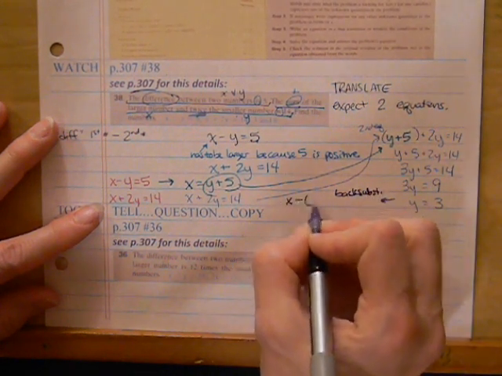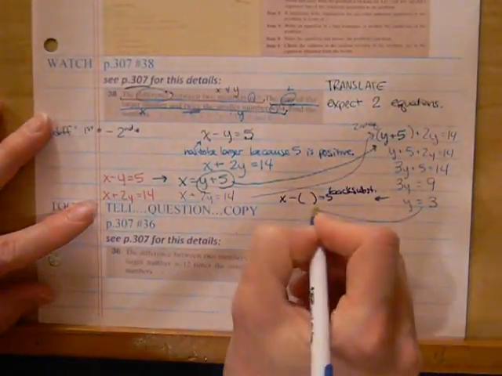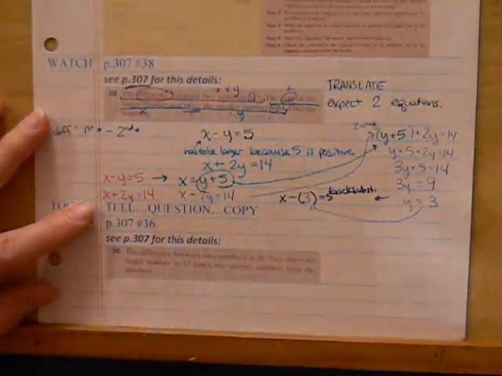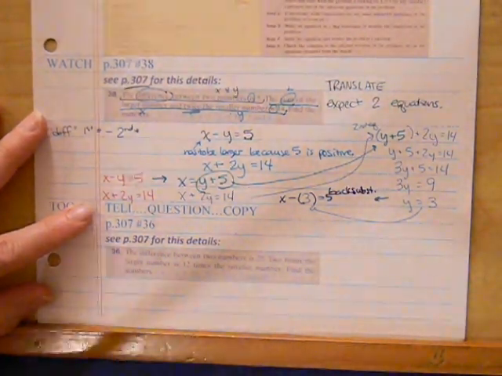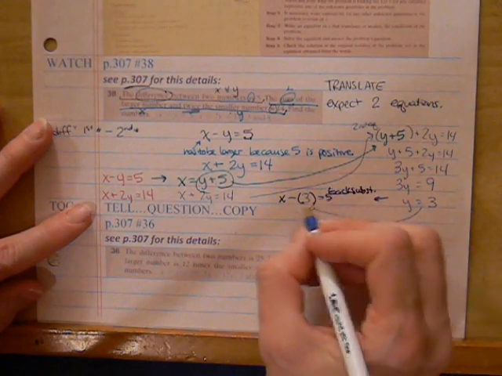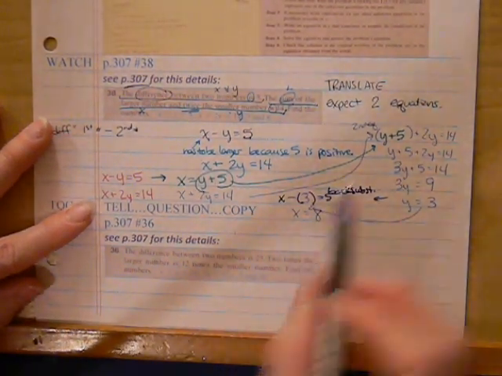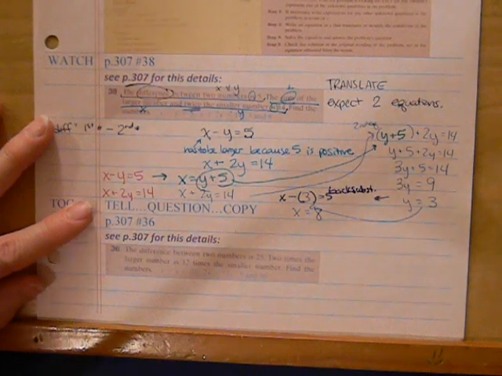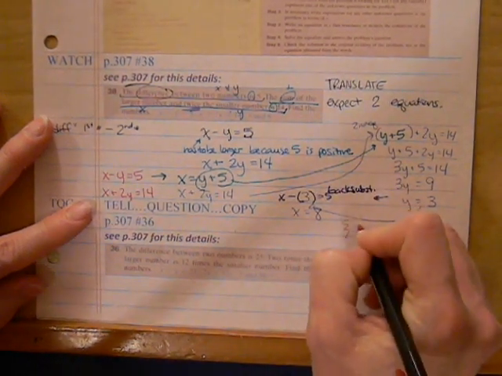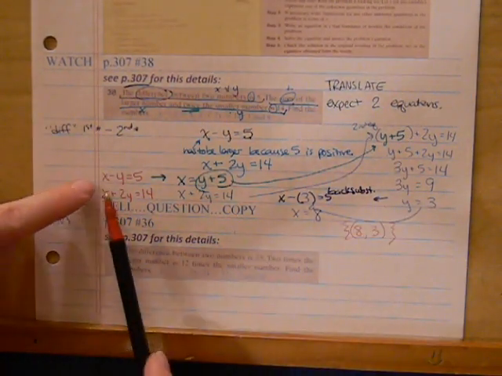x minus y equals 5. We'll put that 3 in. And then x minus 3 equals 5. Add 3 to both sides. x is going to be equal to 8. So our answer here in set notation is 8, 3. And we can double check that mentally.